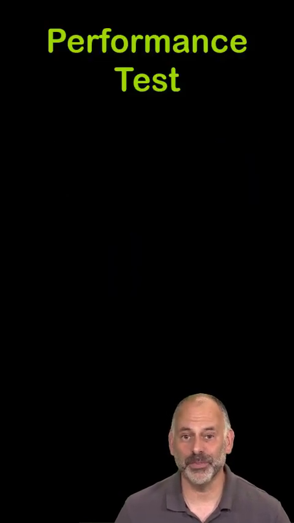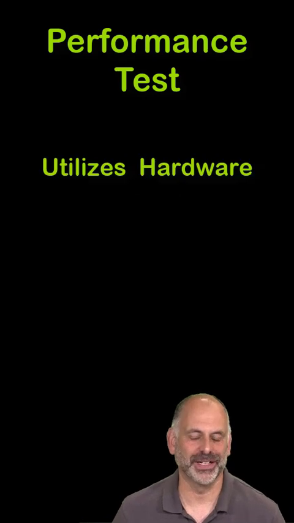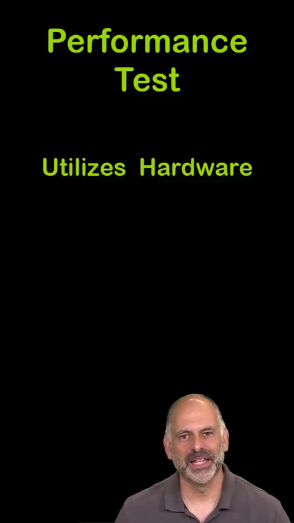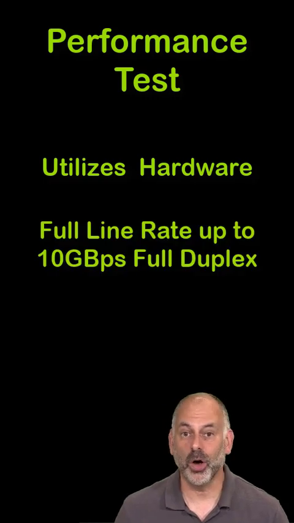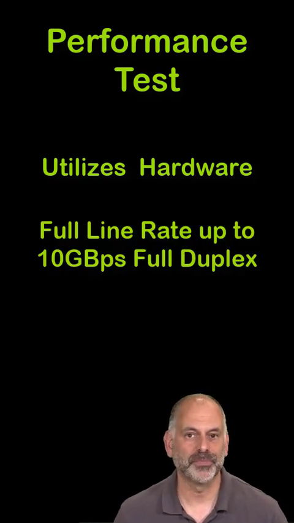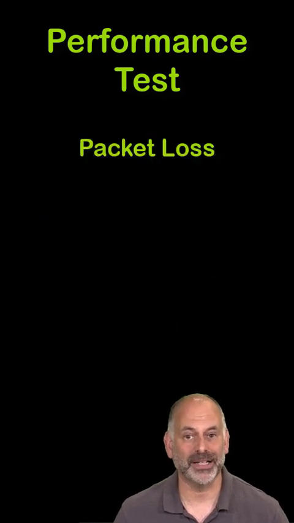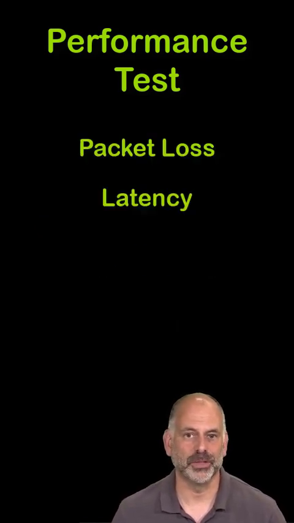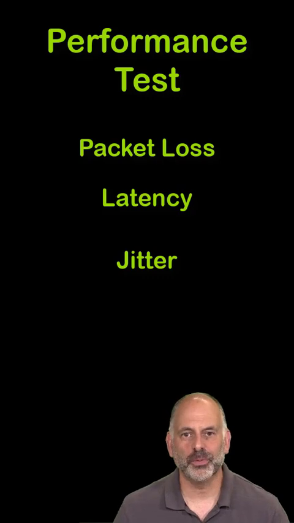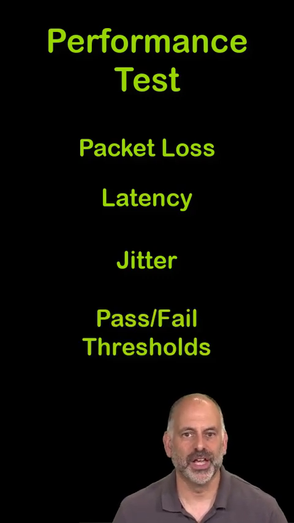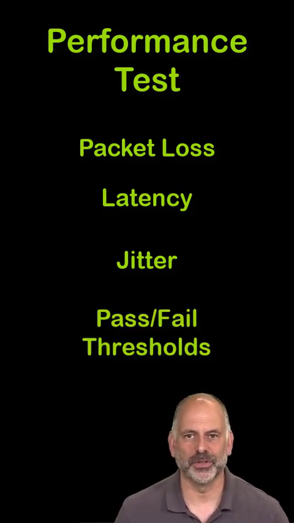The NetAlly performance test takes advantage of the hardware in the EtherScope nXG. This means it is able to transmit and receive packets at full line rate, all the way up to 10 gigabits per second. The performance test transmits UDP packets from the EtherScope nXG to an endpoint and measures key values, including packet loss, latency, and jitter. As part of the configuration, thresholds may be set for each of these, thereby providing pass-fail results.